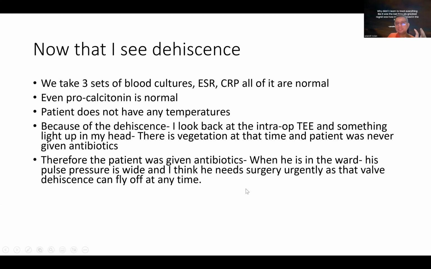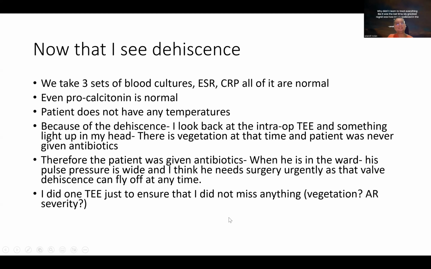So we started the patient on antibiotics. His pulse pressure is very wide. He needs surgery urgently because you can see that the valve is rocking very violently and the valve might dehisce and fly off at any time. So I did one more transesophageal echocardiogram to ensure that I did not miss anything.